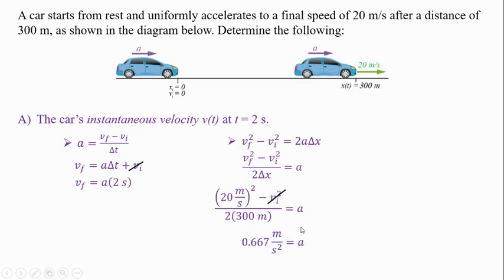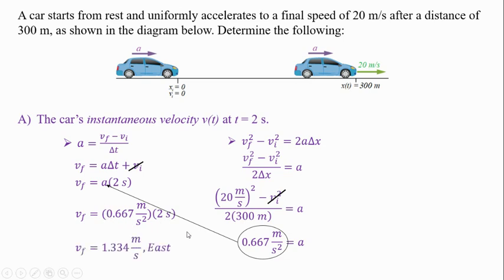If you punch it into your calculator, you should get a value of a equal to 0.667 meters per second squared. And then once you know a, or the magnitude of a, you can simply plug it back into the final velocity function that we just derived earlier. So vf would simply be a times 2, and we just found a, so a was 0.667 times 2. That would give us an answer of 1.334 meters per second.